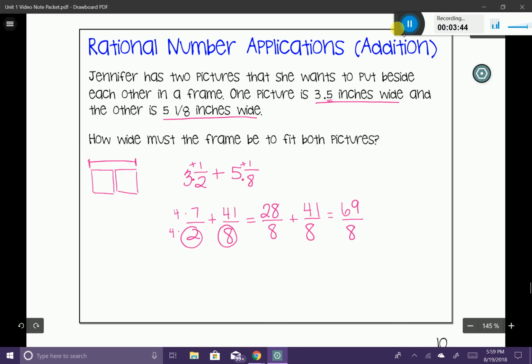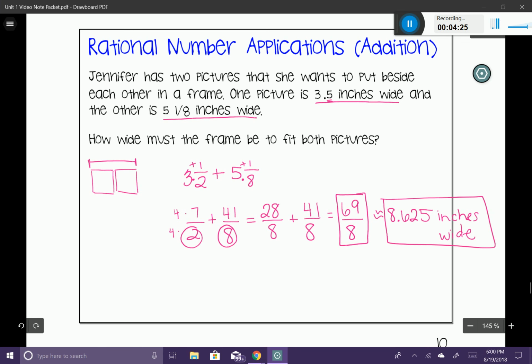Okay, now we did talk about this. This is our final answer, and that looks kind of silly as a fraction, but that's okay. It's just a number. So how wide must the frame be to fit both pictures? Well, 69/8 inches, but that's also equivalent to the decimal of 8.625. So the frame must be 8.625 inches wide. So the frame needs to at least be that big in order to fit these two pictures that we have here. So I'm going to go ahead and box my answer.